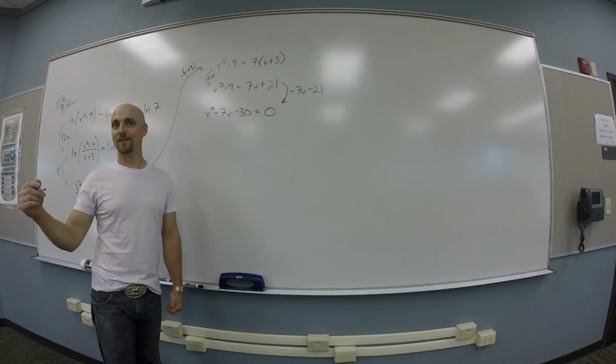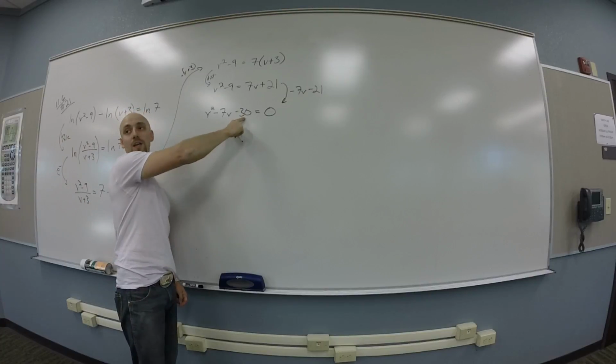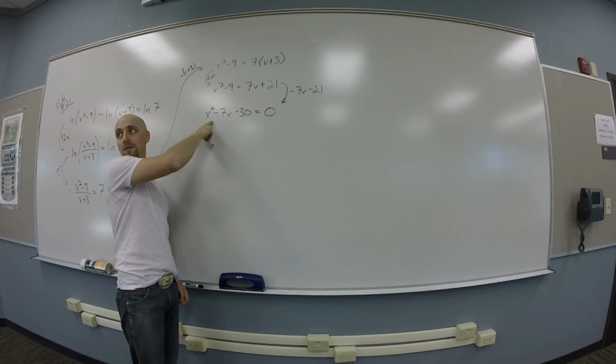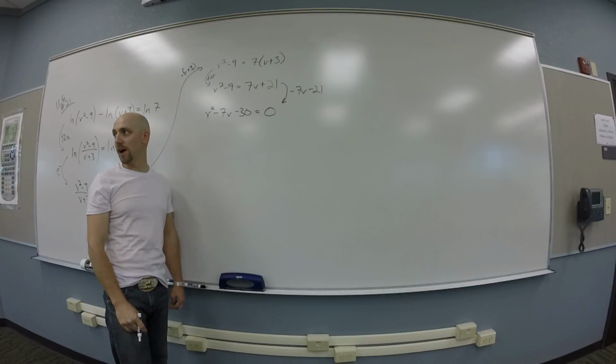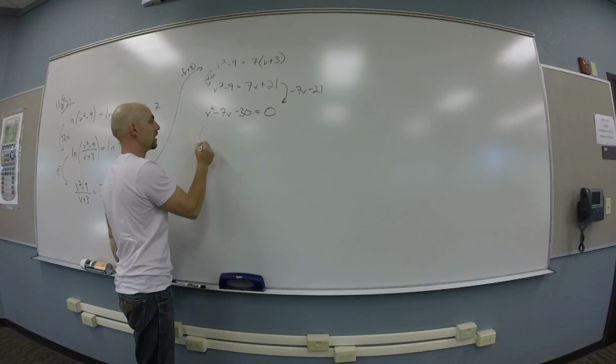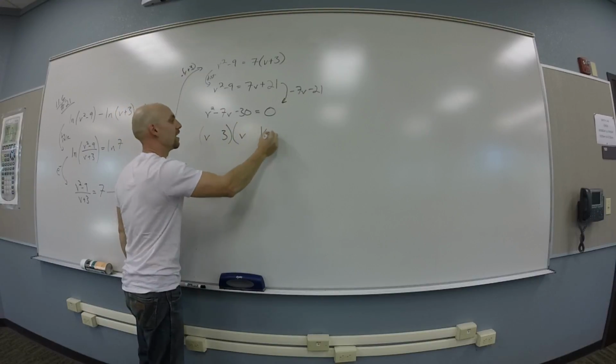3 and 10. Negative 3, positive 10. I'm looking for 2 numbers that multiply to 30 and add to 7. So that's 3 and 10. And on this one, I don't need to full-blown AC factor. I can just say this is b with a 3 and b with a 10.